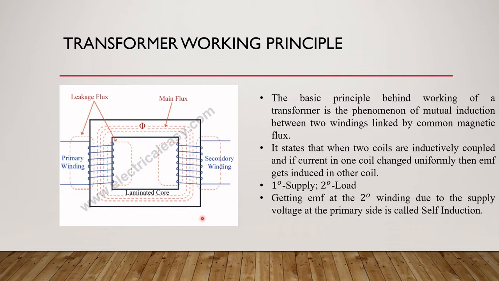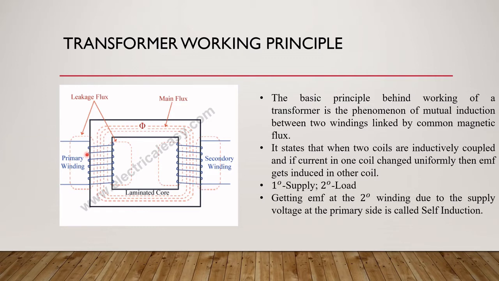So the mutual induction states that when two coils are inductively coupled and the current in one coil is changed uniformly, then EMF gets induced in the other coil. So because of the primary winding induced EMF, the secondary winding will get the induced EMF across the secondary part.